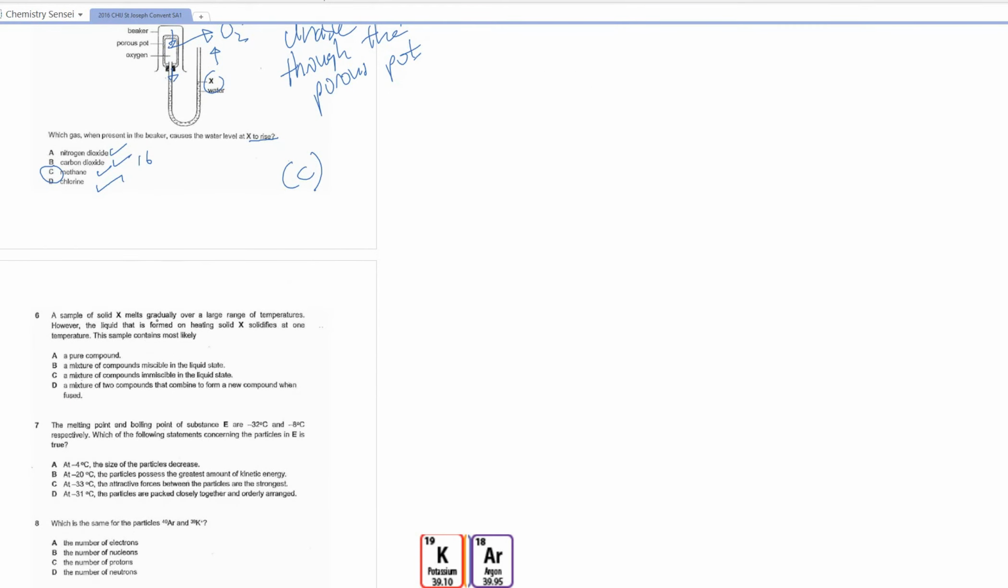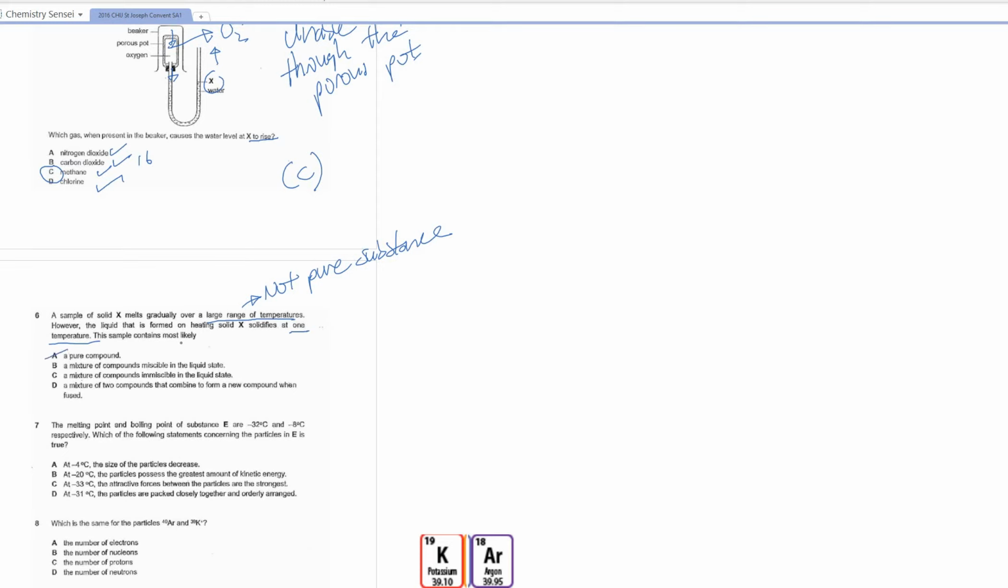A sample of solid X melts gradually over a large range of temperatures. However, the liquid that is formed on heating solid X solidifies at 1 temperature. Straight away, we can conclude that solid X is not a pure substance. A pure substance only melts at a single temperature. So straight away, option A is incorrect.